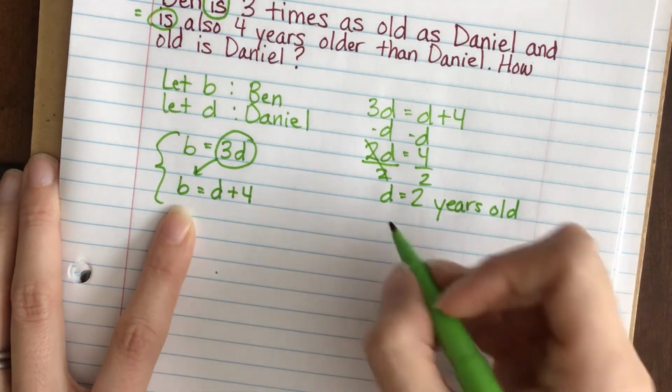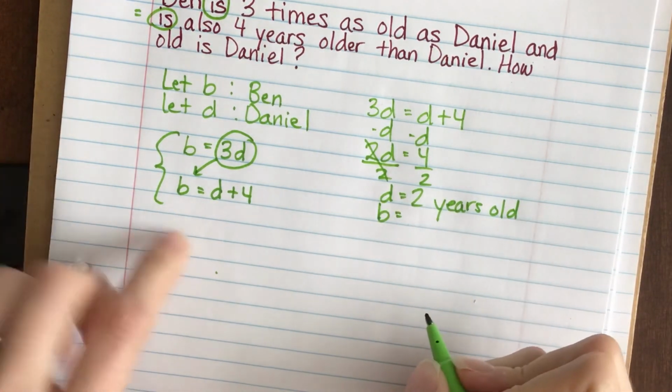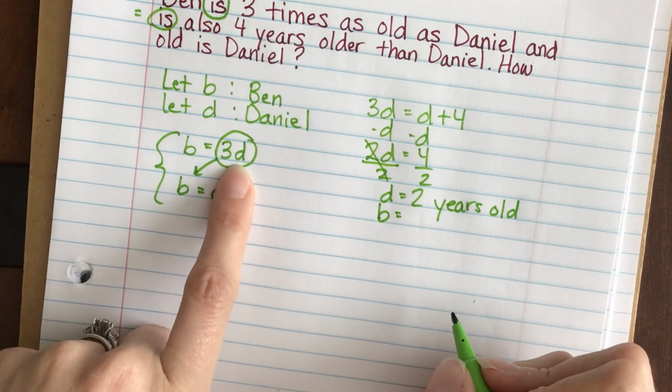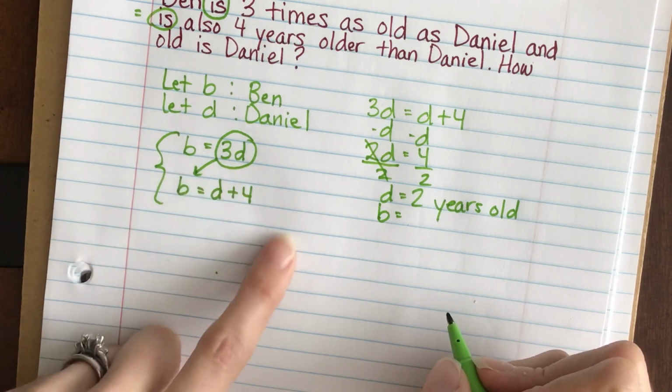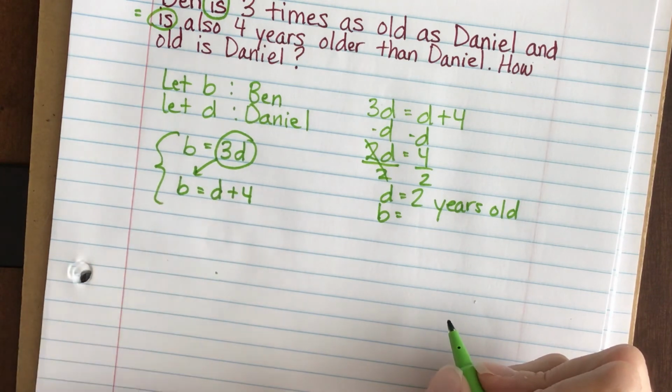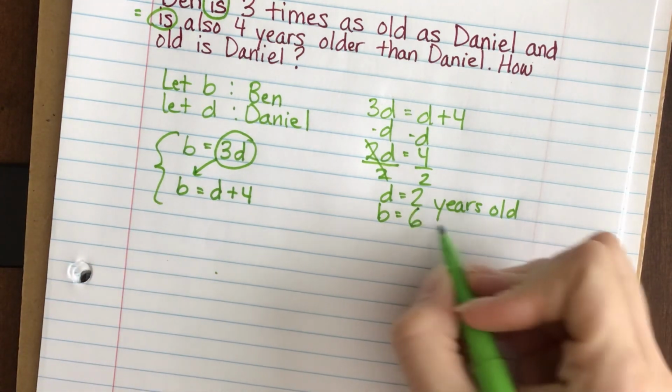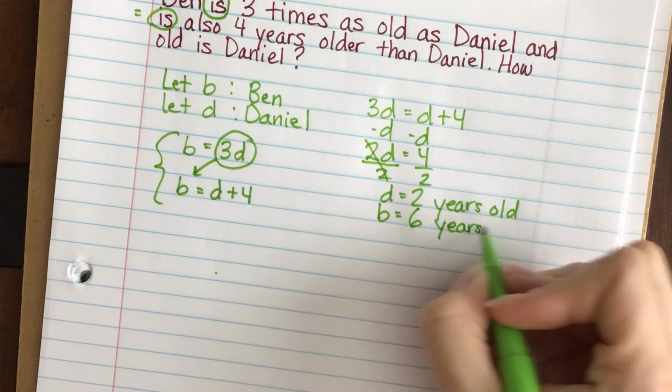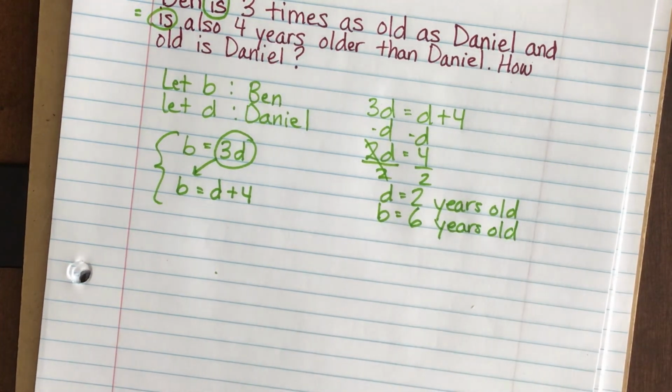Okay? What does that mean that Ben is? Okay, if we plug in D here, 2 times 3 is 6. If we plug in D here, 2 plus 4 is 6. So that means Ben's age is 6 years old.